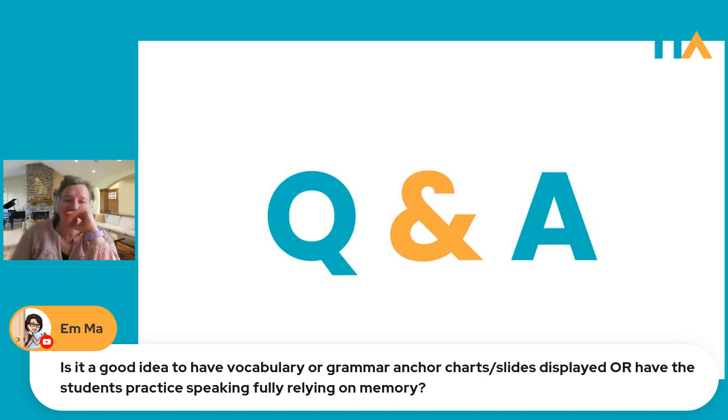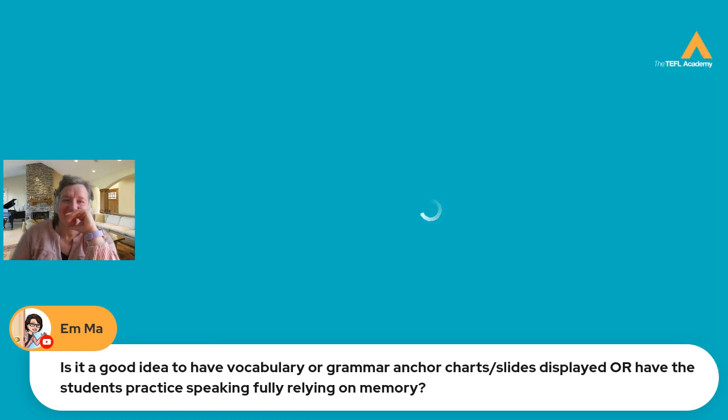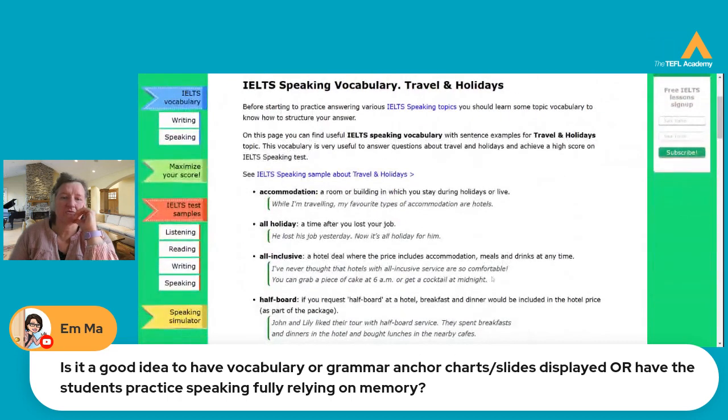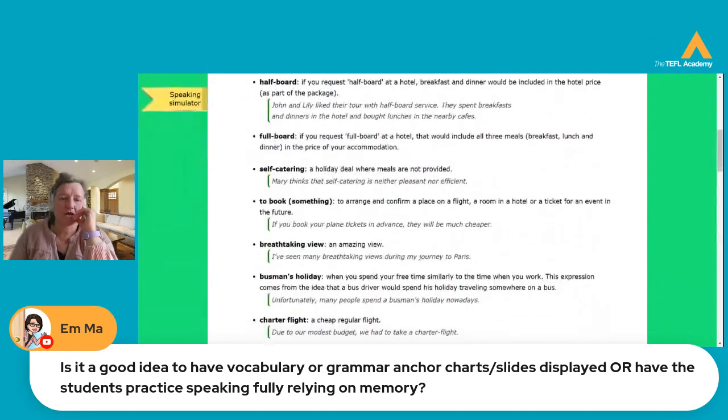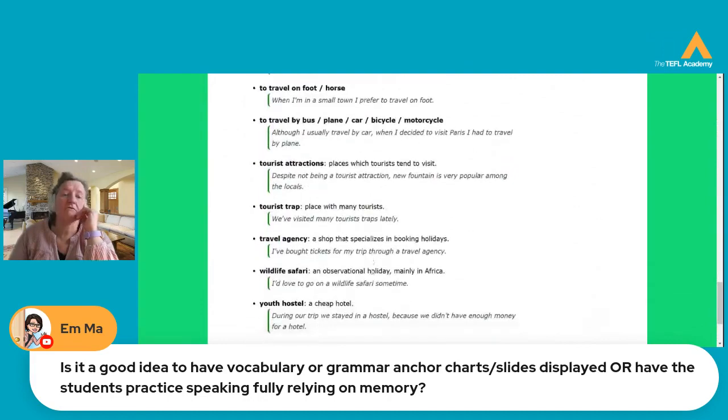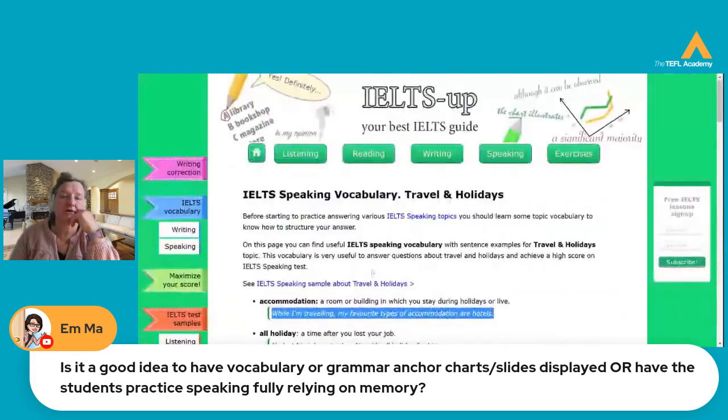Let me see if I can share the screen. Okay, I hope you can see this. Yeah, this is IELTS Up, and it's got speaking practice, vocab, tips. Let's say we're doing travel and history, and notice it's got all the vocab worked out, like accommodation, where you stay, and then here's an example. While I'm traveling, my favorite types of accommodation are hotels. So we go through the vocab, and then I'll ask them to tell me about their travels.